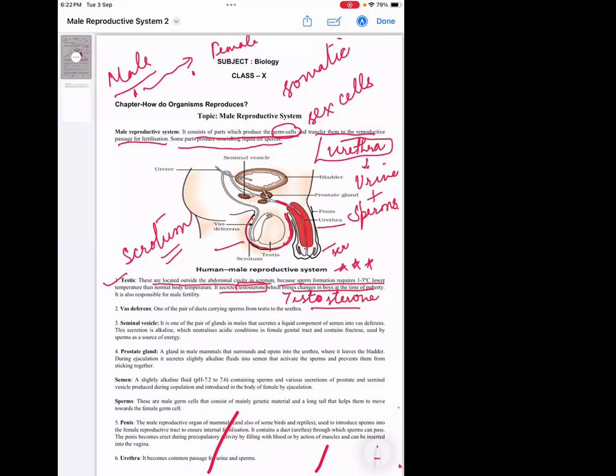That is why in the body of the male, testosterone should be produced in a good amount. If this testosterone is not produced, then definitely there will be problems in the body of males.